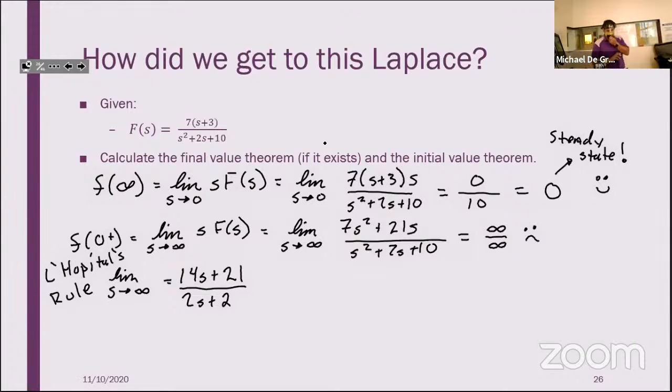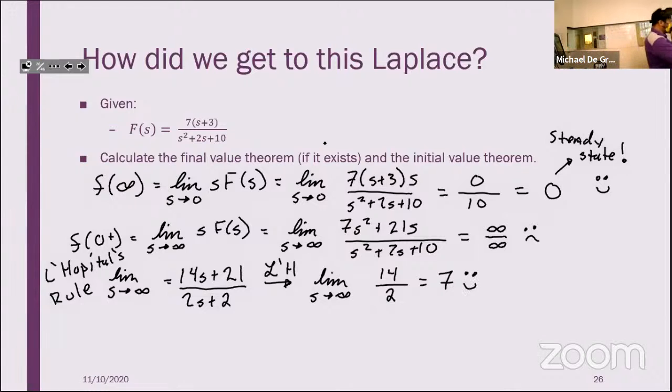And then if we take the limit of this as s goes to infinity, well, that's equally as bad, because we're still left with infinity over infinity. So we'll do it again, L'Hopital's rule. We'll take the derivative of the numerator again and the derivative of the denominator. In this case, we'll be left with 14 over 2, or 7. And 7 is a smiley face, because 7 is an actual number and infinity over infinity is not.